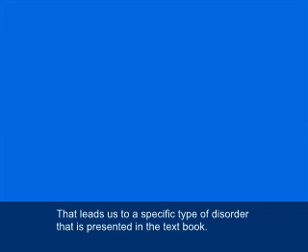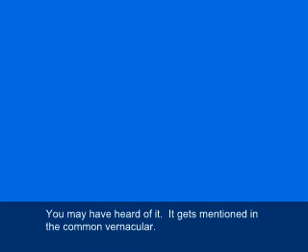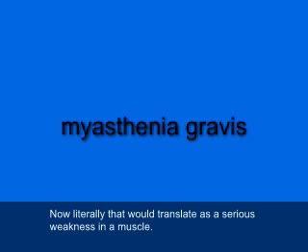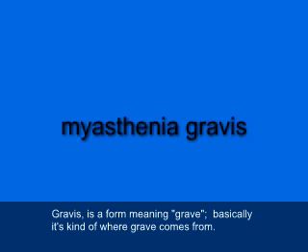Well, that leads us to a specific type of disorder that is presented in the textbook, and you may have heard of it. It gets mentioned in the common vernacular, and that's myasthenia gravis. Myasthenia, and gravis. Now, literally, that would translate as a serious weakness in a muscle. Gravis is a form meaning grave, basically. It's kind of where our word grave comes from.